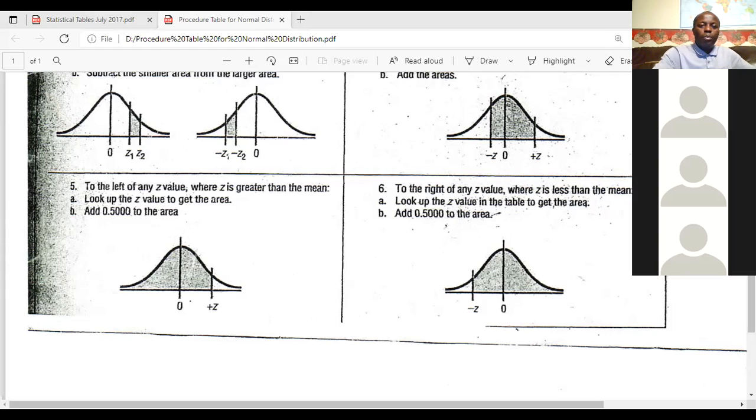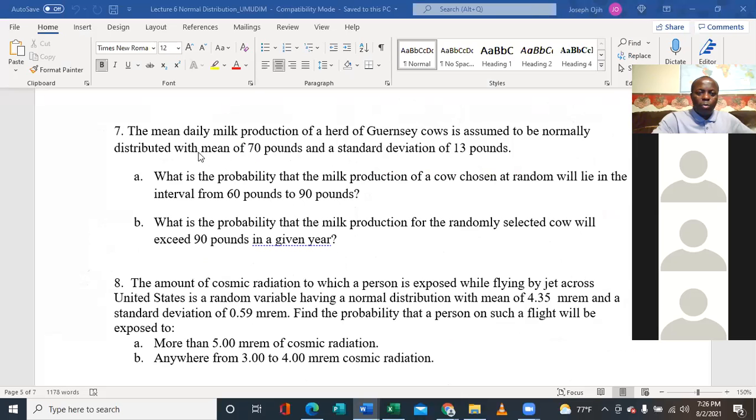Okay. For example, if you are solving a question like this one here. Say the milk production of a head of cow is assumed to be normally distributed with a mean of 70 pounds and a standard deviation of 13 pounds. What is the probability that the milk production of a cow chosen at random will lie in the interval 60 pounds to 90 pounds? So in that case, you see what the question says: the probability that it will lie in the interval 60 pounds to 90 pounds.